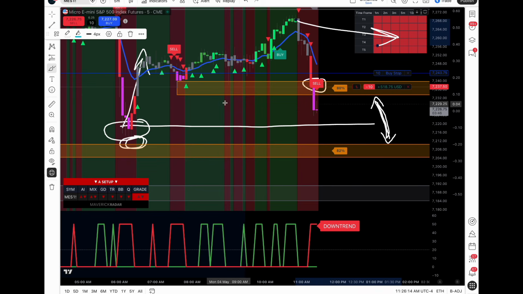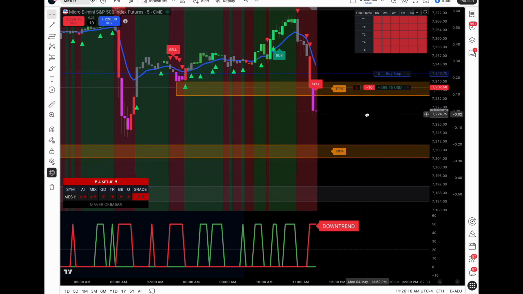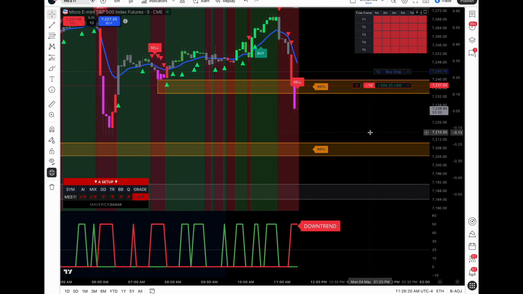Now, you have 2 Maverick zones, by the way, just came out last Friday. It's a TradingView exclusive. All our indicators work on NinjaTrader and TradingView, except for the Maverick zones. So now you're coming out of the first minute of the new 5-minute candle.